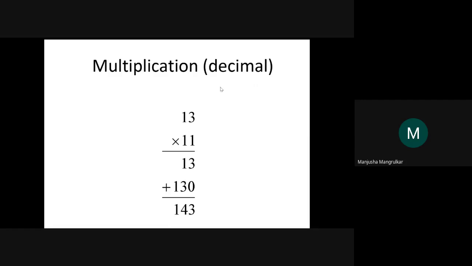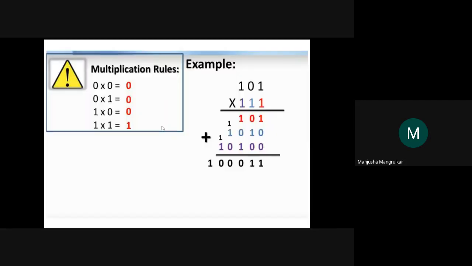The same process is used for multiplication in the binary system. So 0 into 0 is obviously 0. If any one bit is 0, your result will be 0. If your result is 1, it means all the bits have to be 1. Both bits have to be 1. Simple rules are there for multiplication.